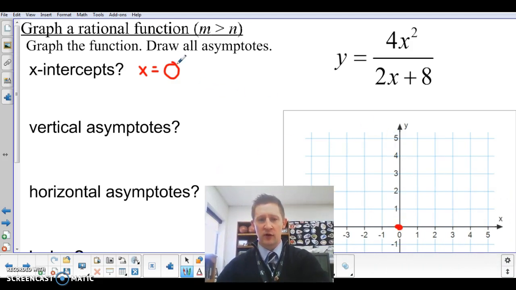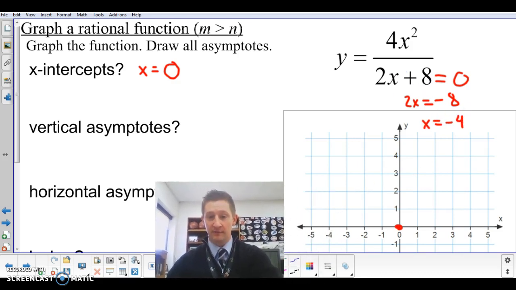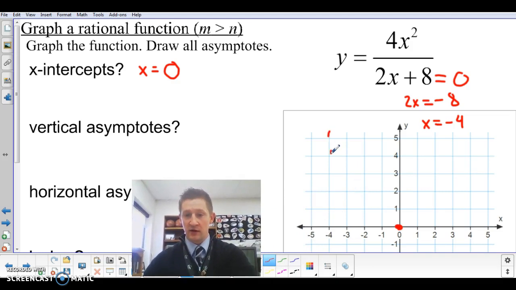The next thing I look for is any vertical asymptotes. Well, the vertical asymptotes take place wherever the denominator equals 0. So if I think about setting this equal to 0 and solving it, I'd have 2x is equal to negative 8. And when I would divide by 2, I would end up with x is equal to negative 4. So negative 4 is a number that I can't plug into the denominator. So I would draw a dashed line at negative 4.